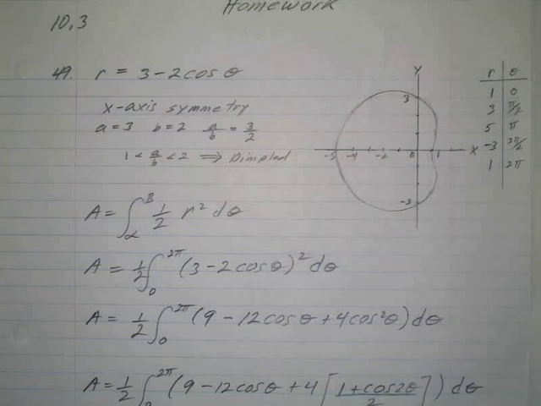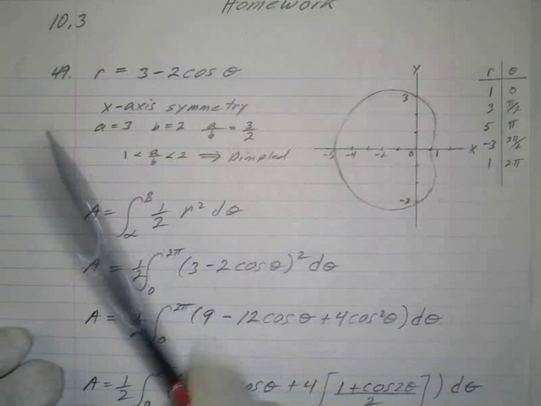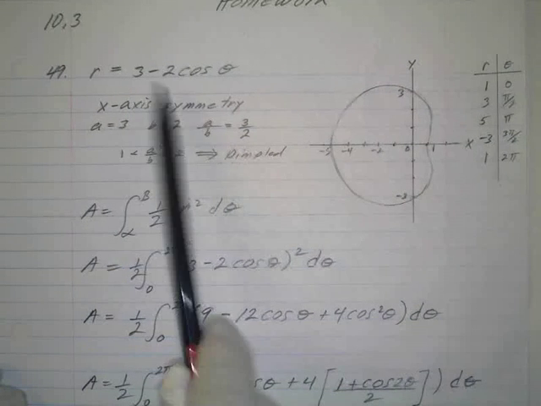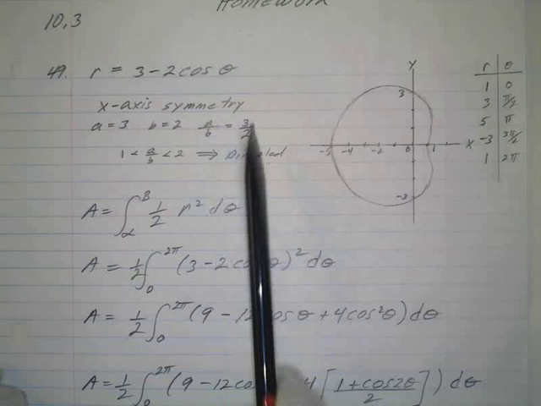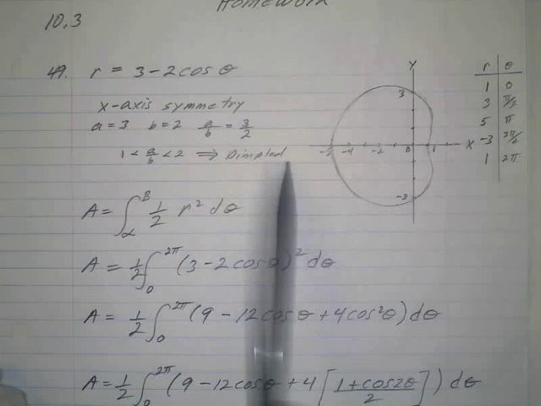Okay, on 10.3, number 49, we want to find the area inside the dimpled limacon r equals 3 minus 2 cosine theta. So again, if we look at the structure of this, we know we have x-axis symmetry, and a is 3, b is 2, so a over b is 3 over 2, and if a over b is between 1 and 2, it's dimpled.